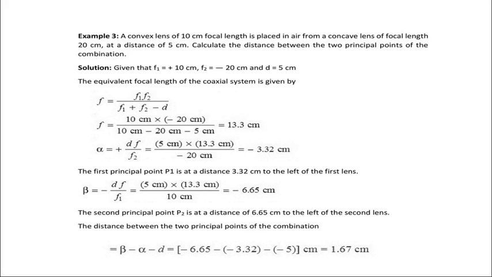The distance between the two principal points of the combination is given by beta minus alpha minus d. So substitute the calculated values here. It turns out to be equal to minus 6.65 minus of minus 3.32 minus of minus 5 centimeter, which is equal to 1.67 centimeter.